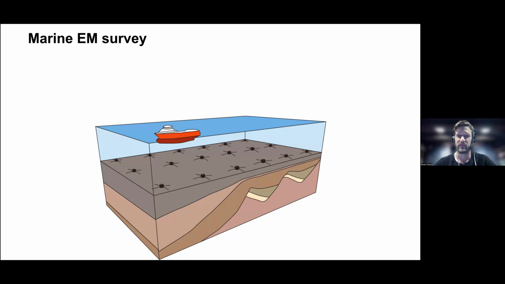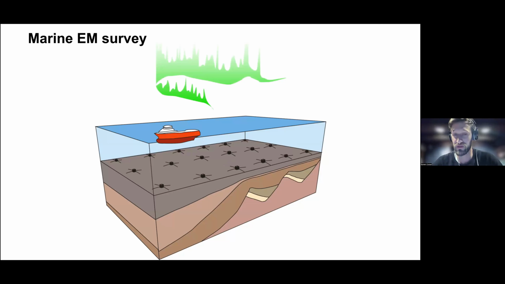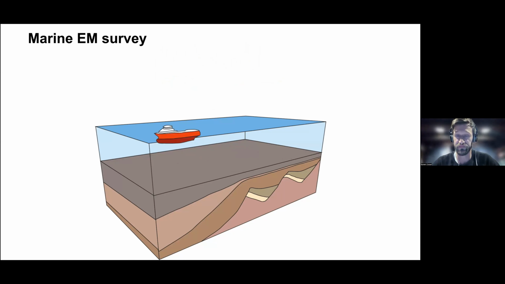So, down on the surface of Earth, how do we collect this EM data, especially in a marine setting? What you can see here is a boat dropping receivers on the seabed, and they are left there to record the natural electromagnetic field.